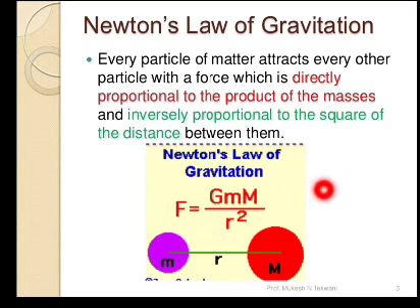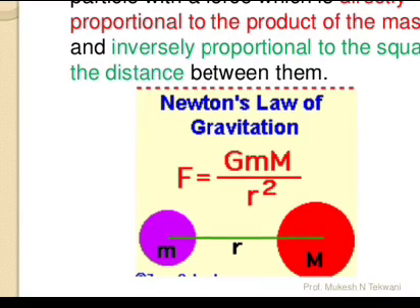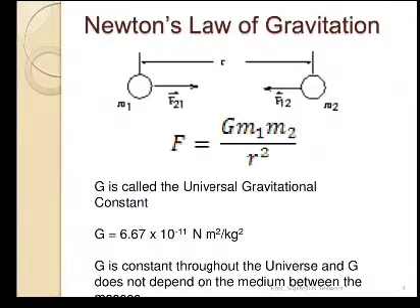As shown here, F is the gravitational force in between these two objects, one of mass small m and another object having mass capital M. If the distance in between them is r, then the gravitational force in between these two objects, F, is given by this equation, F = G M m upon r square. Newton's law of gravitation.